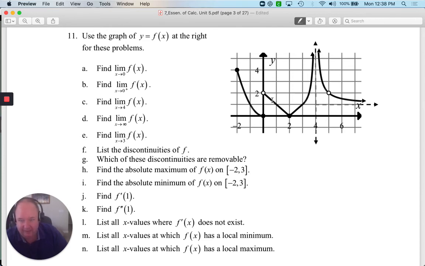What's the second derivative at 1? So if you take the derivative of that, you get negative 1, and the derivative of negative 1 is 0. Any constant would be 0.